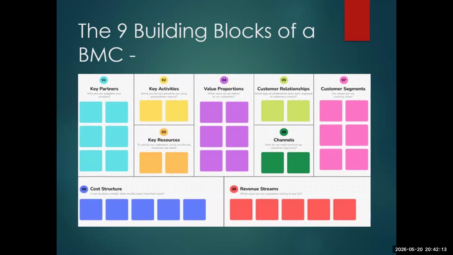Okay. So you know that it has 9 building blocks, right? The first building block is key partners. The second one is key activities. The third, key resources. The fourth, value propositions. The fifth, customer relationships. The sixth, channels. The seventh, customer segments. The eighth, cost structure. And the ninth and the last is the revenue streams.